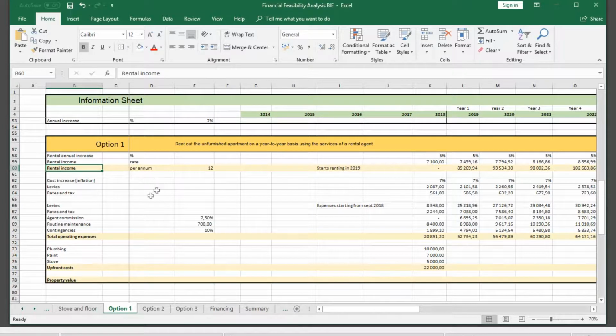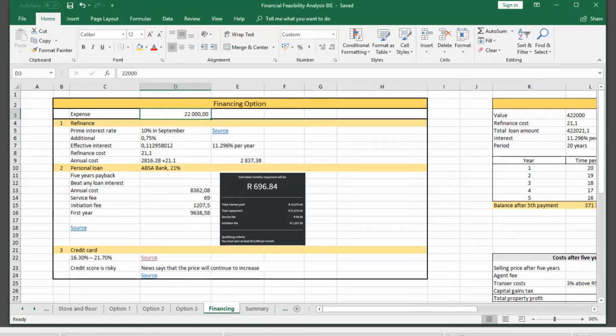Now, for total operating costs, we will have our levies, our rates and tax, our agent commission, routine maintenance and contingencies that will be 10% of all the expenses calculated. There will also be upfront costs that will have to be paid today in order for the renovations to be done. Option 1 has a 22,000 Rand upfront expense.